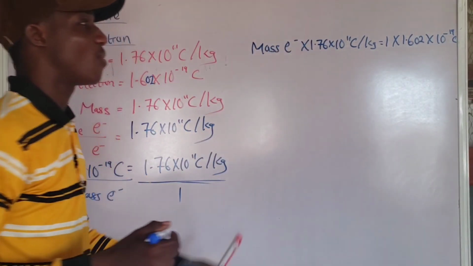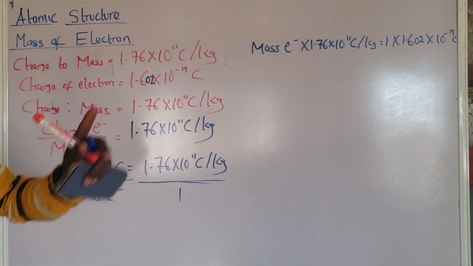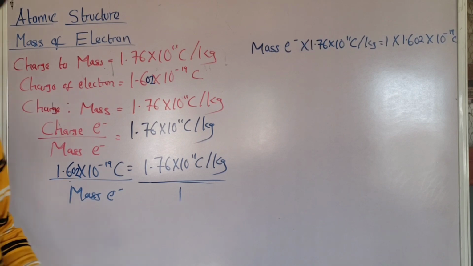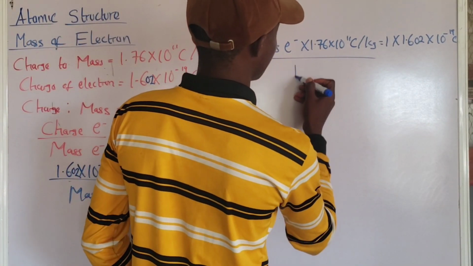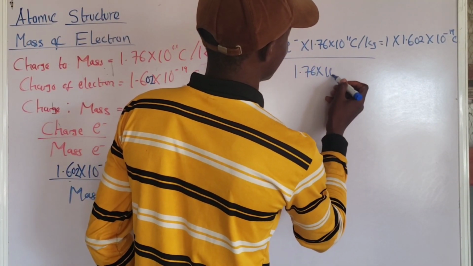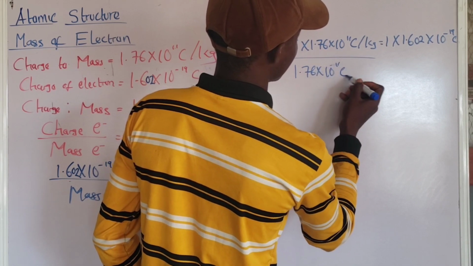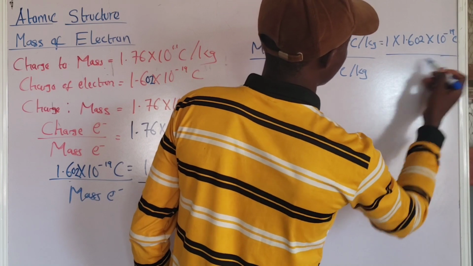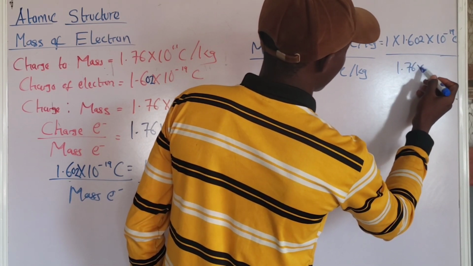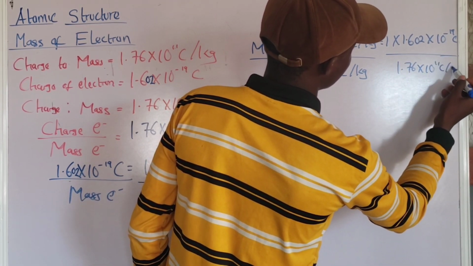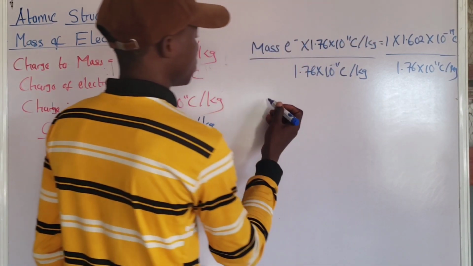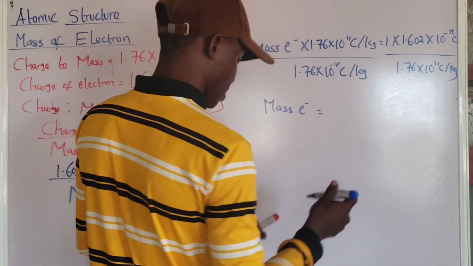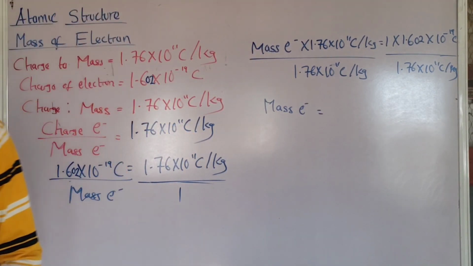Now, the next step here is that all you have to do is just divide both sides by 1.76 times 10 raised to the power of 11 coulomb per kilogram. This divided by as well 1.76 times 10 raised to the power of 11 coulomb per kilogram. So the mass of electron is equal to, this is going to cancel this out. Okay, let me just check this.